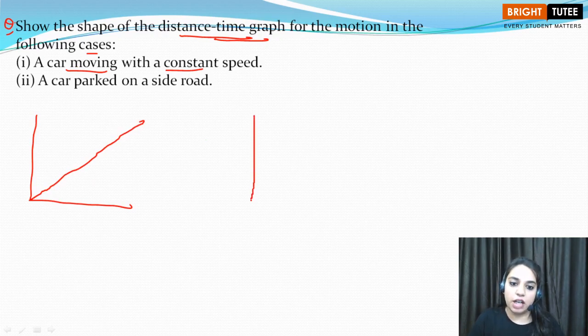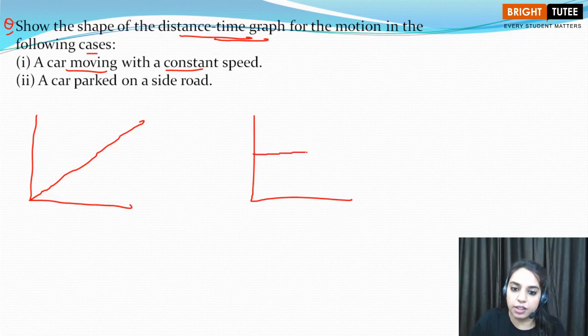Now children, a car is parked on the side of the road. So what will be the distance time graph that you will obtain for it? So children, whenever a car is parked on a roadside, you will just get a graph which looks something like this, because the distance is not increasing. It is standing at only one particular distance. Okay. So this will be the graph for a car parked on the roadside.